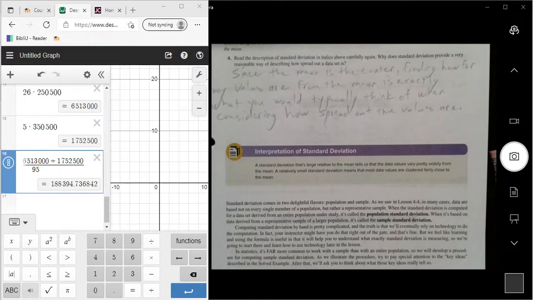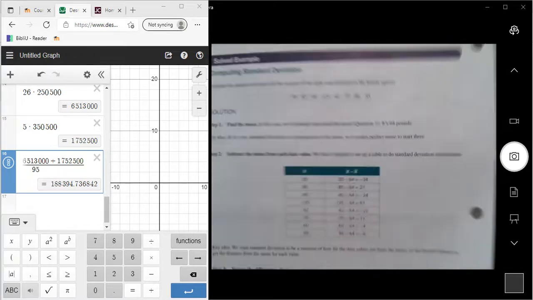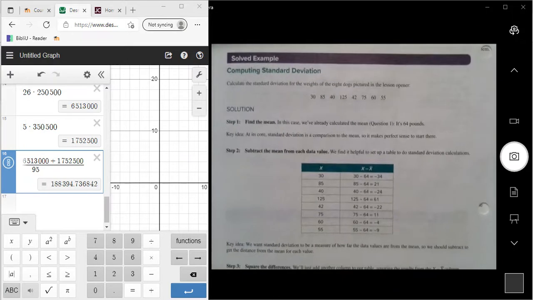In statistics, it's far more common to work with a sample than with an entire population. So we will develop a procedure for computing sample standard deviation. As we illustrate the procedure, try to pay special attention to the key ideas described in a solved example. After that, we'll ask you to think about what those key ideas really tell us. All right, now we have computing standard deviation.